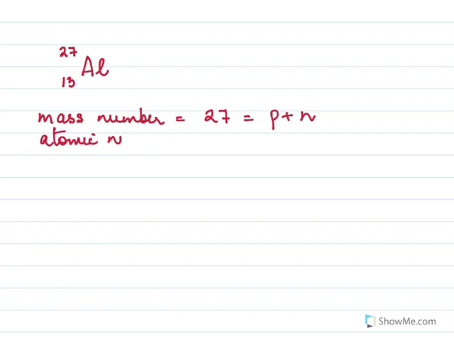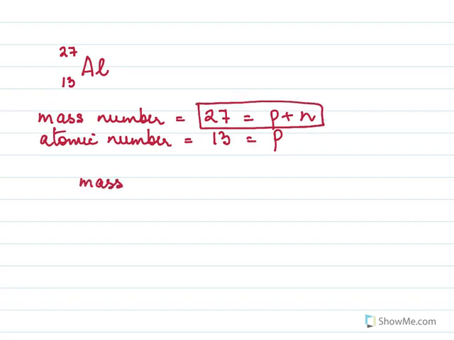We take example of aluminium 27, 13. So mass number equal to 27. Now what is mass number? Protons plus neutrons is 27, and atomic number equal to 13. And what is atomic number? Just protons. So let's start with this equation.